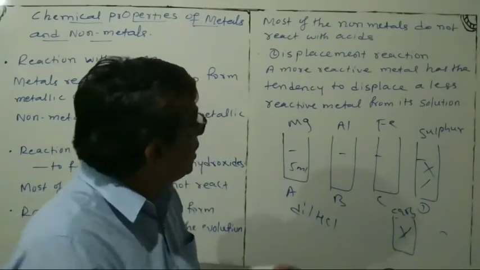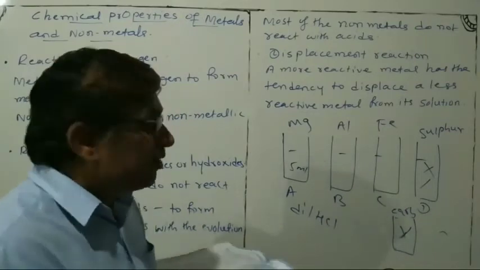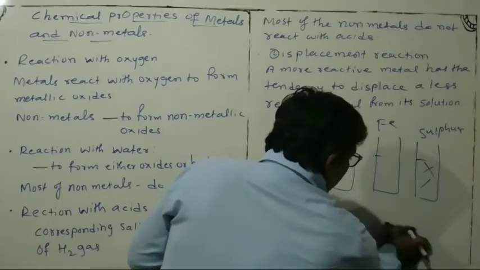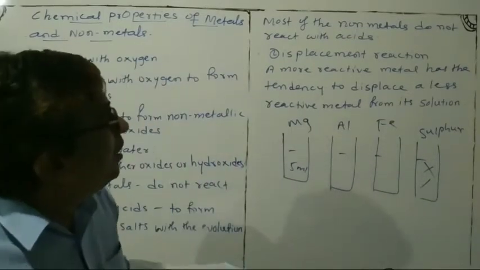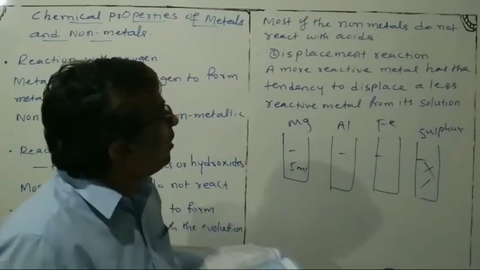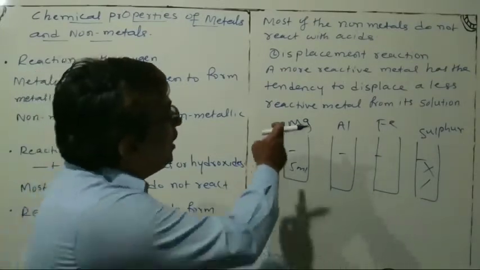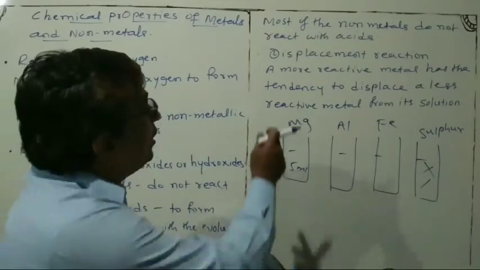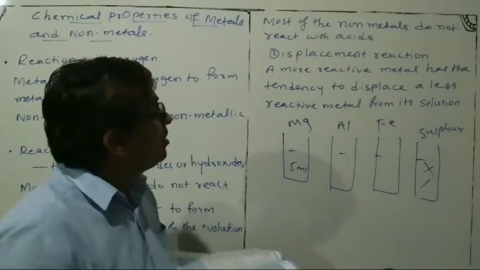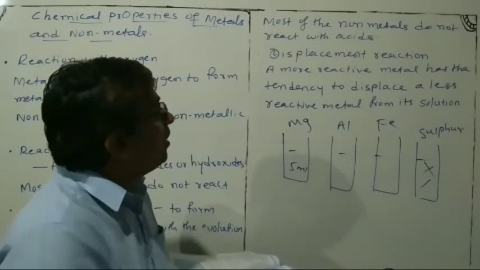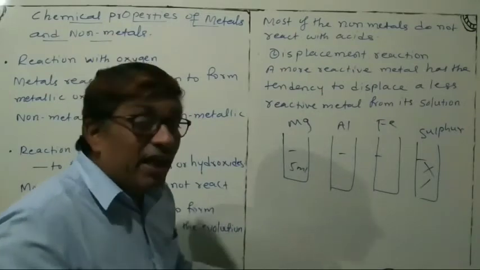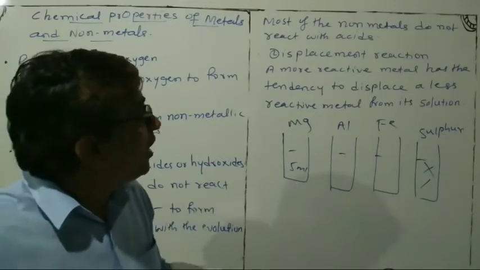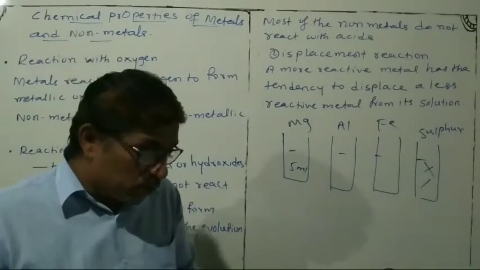Now the last one is the displacement reaction. What do you mean by displacement reaction? A more reactive metal has the tendency to displace a less reactive metal from its solution. Such a reaction is called a displacement reaction. So what is a displacement reaction, dear students? A more reactive metal has the tendency to displace a less reactive metal from its solution.